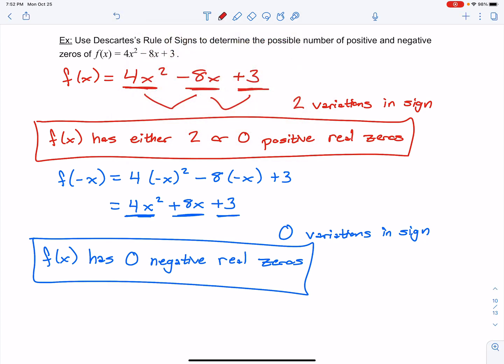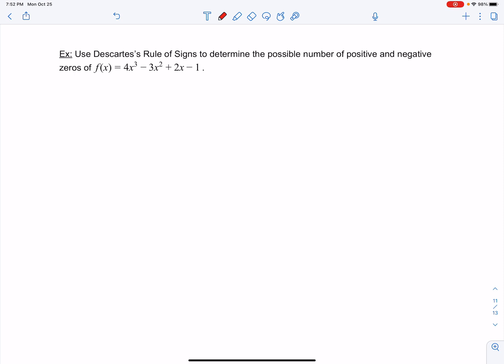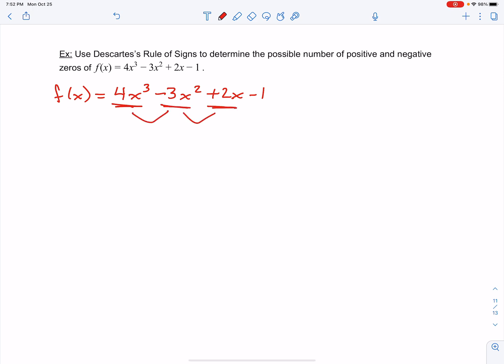Let's look at another function. Here we have the function f of x equals 4x cubed minus 3x squared plus 2x minus 1. Again, we want to use Descartes' rule of signs to determine the number of positive and negative real zeros that are possible. So we'll start out by looking at our function just as is, 4x cubed minus 3x squared plus 2x minus 1. How many variations in sign do we have? Well, we go from positive to negative, that's one change. Negative to positive, there's another. And positive to negative, there's another. So we have 3 variations in sign here.